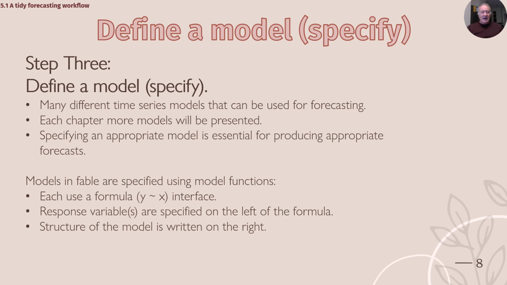Step three is to define the model, and there are many different time series models that can be used for forecasting. And in each chapter, more models will be presented. And we need to specify an appropriate model, which is essential for producing an appropriate forecast, of course. Models that are available in fable are specified using model functions, and each use a formula interface, and the response variables are specified on the left-hand side of the formula, and the structure of the model is written on the right-hand side of the formula.